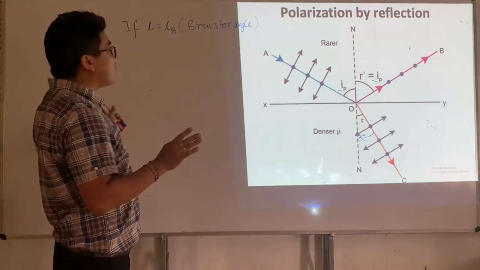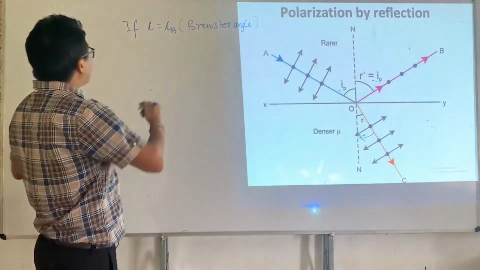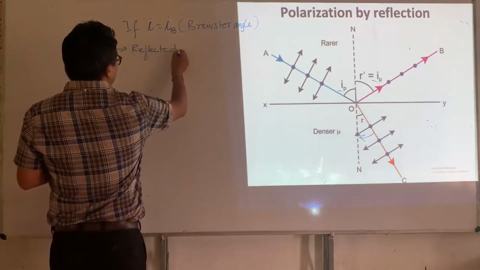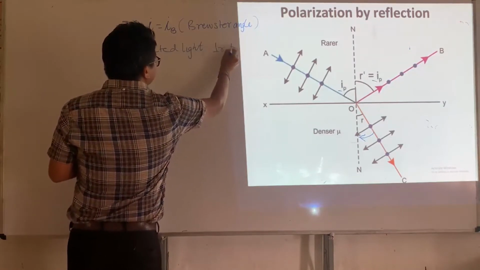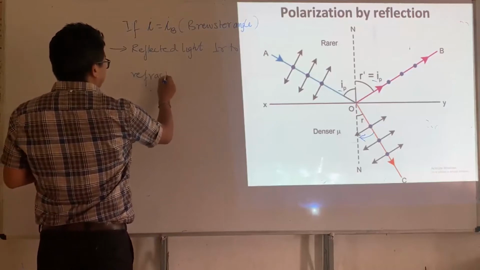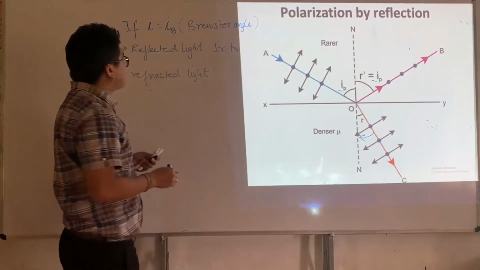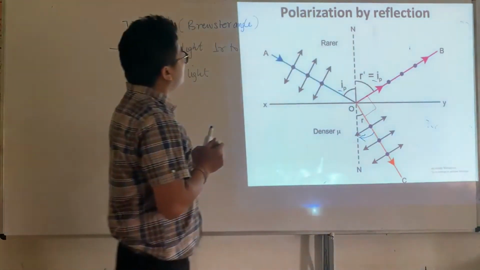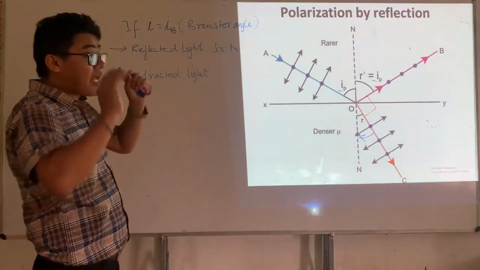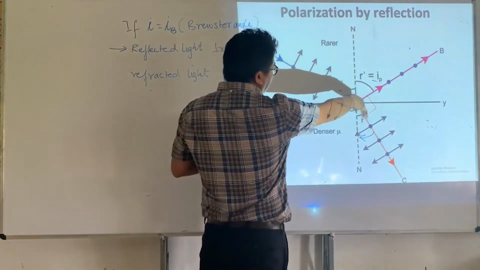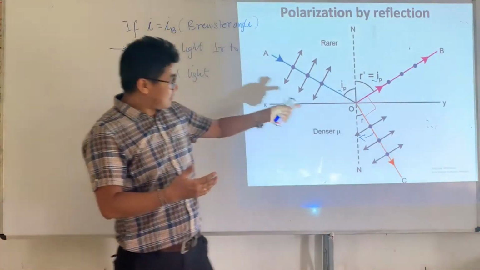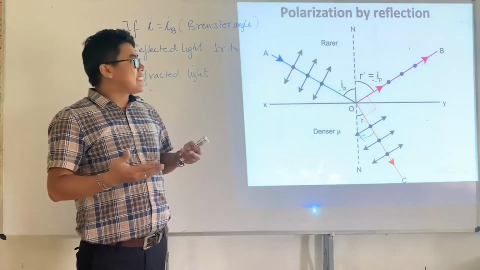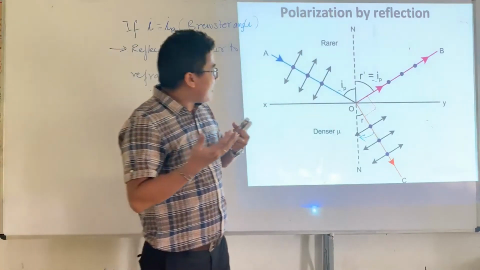Now I say that when the angle of incidence is equal to the Brewster angle, then what we get is that the reflected light is perpendicular to the refracted light. This is the condition, a very important condition. So this is what we call the Brewster angle. Why? Because only at a particular angle of incidence would this happen. All right. So the Brewster angle is an angle of incidence at which the reflected light and refracted light are perpendicular to each other.